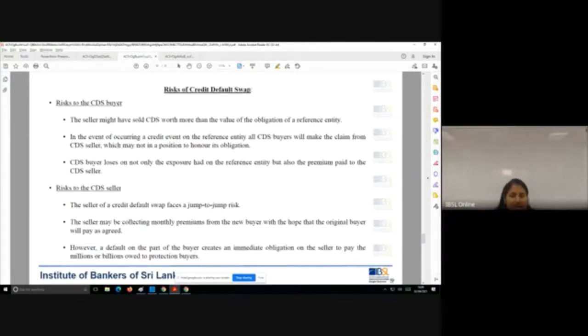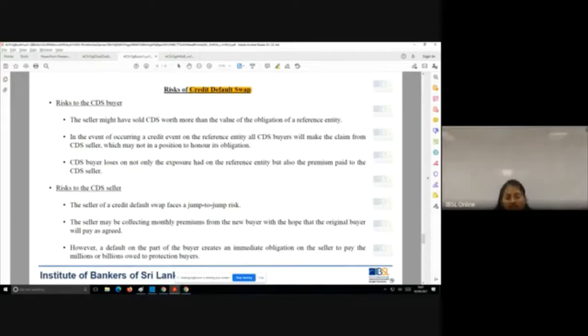So by getting a credit default swap, you are able to protect yourself from the credit risk. The investor is able to transfer the credit risk to the CDS seller. You cannot completely eliminate credit risk from this entire arrangement, but it doesn't mean that the investor is protected from all risks. What is the other risk that they are facing? They will face counterparty risk. If you can just note it down here: risk to the CDS buyer is the counterparty risk.